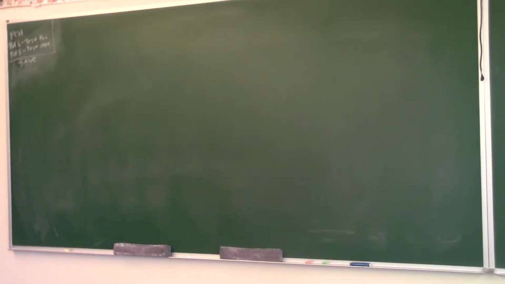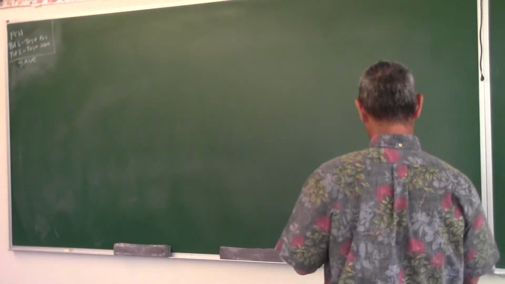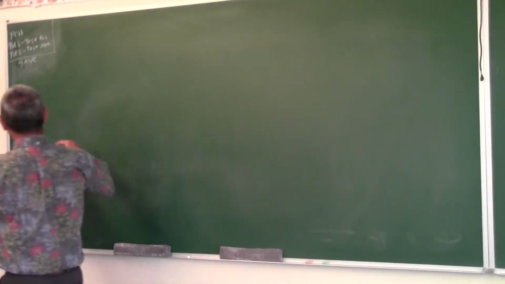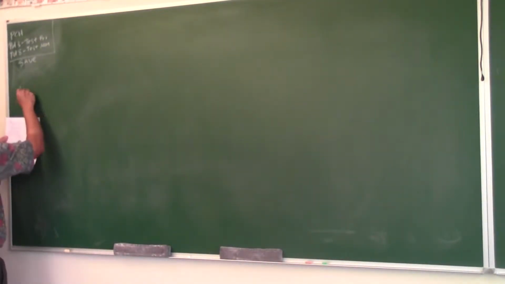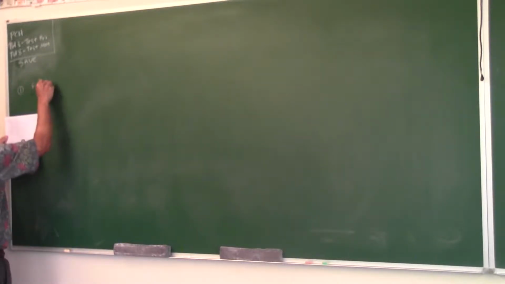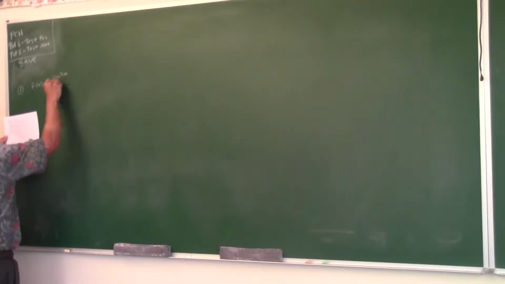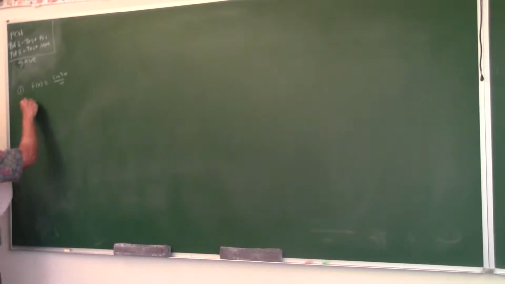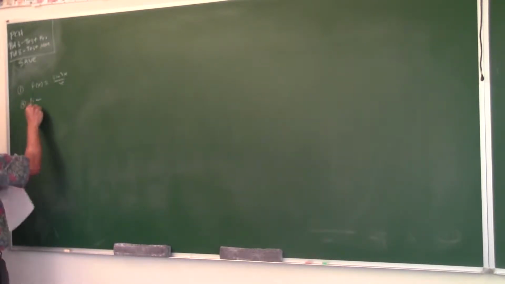Alright, this video is to go over limits 3. Okay, problem number 1. F of x is equal to sine 3x over x. Part A, compute the limit as x approaches 0.